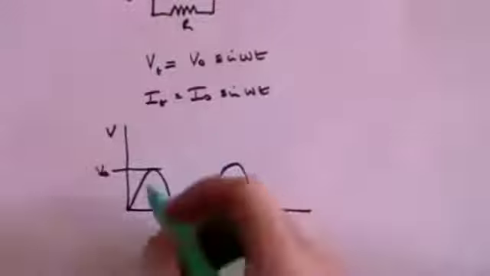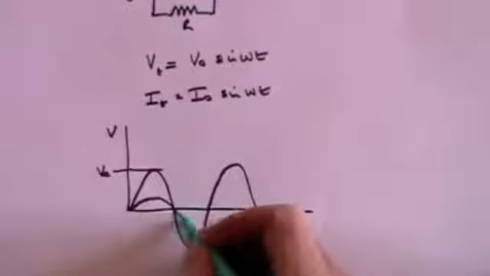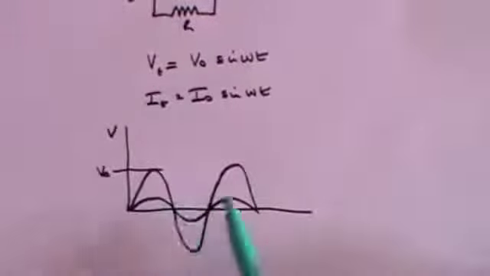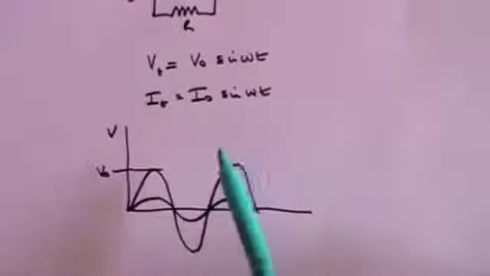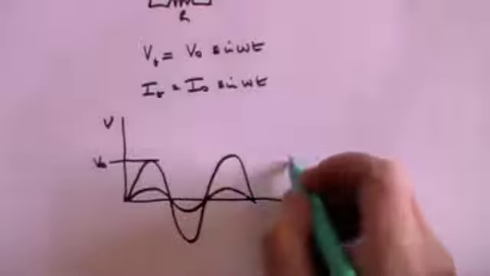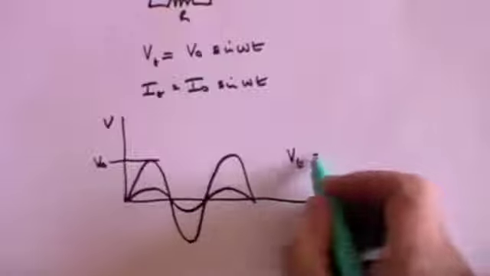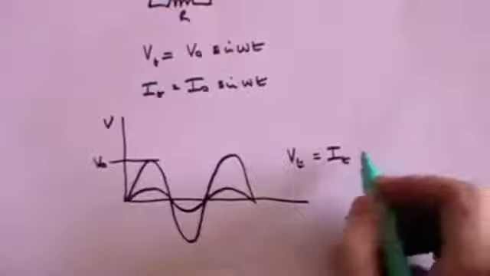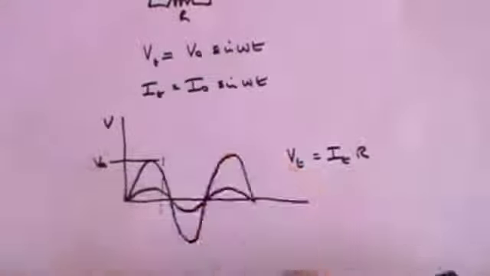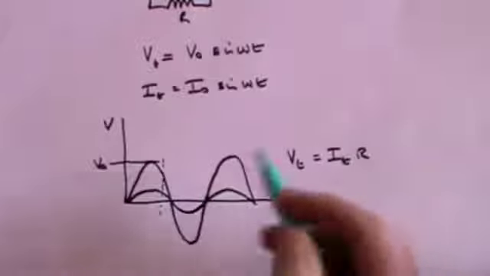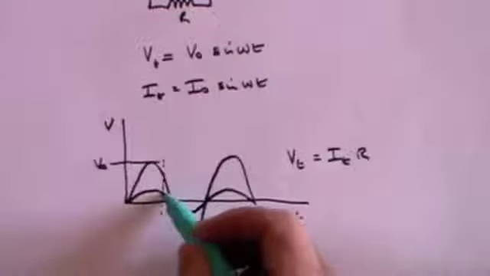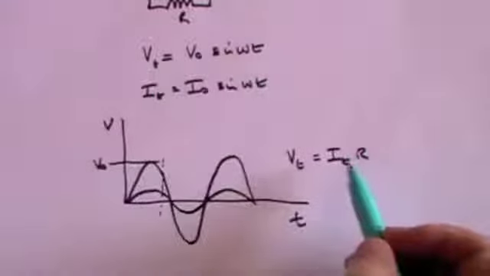And the current will look something like this. That's the current. Obviously the size of the current, the maximum of the current, will be determined by the size of the resistance. And you can also say that V at any particular time t is equal to I at any particular time t times R. So anywhere you choose, if we choose a time, say there, this is time of course, then V at time t is equal to I at time t times the resistance.